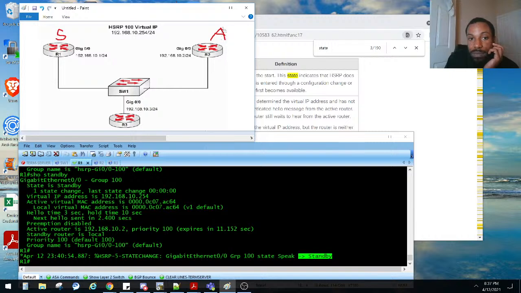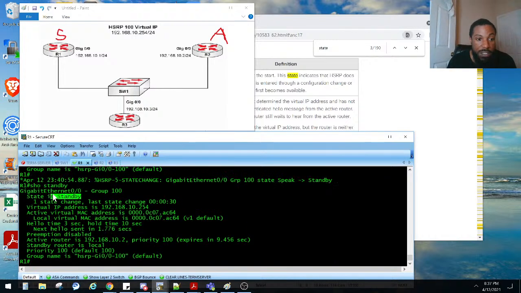Anybody know why? Even though they asked us to put router 1 as the primary gateway and router 2 as the secondary gateway, or vice versa, they wanted it, right? So let's check real quick. Show standby again, right? And he is in standby, just to verify, right? Router 1 is in standby mode, right? So he's in standby mode.